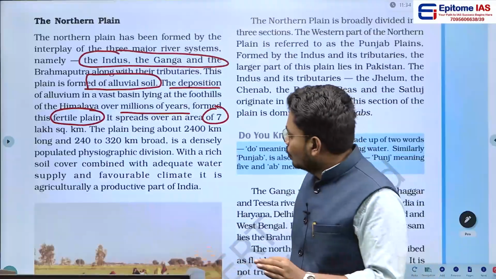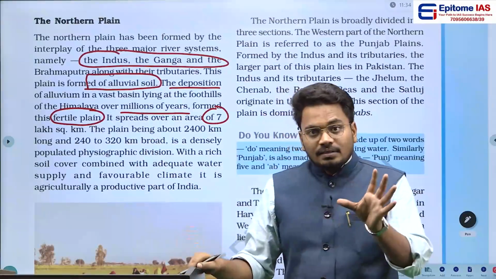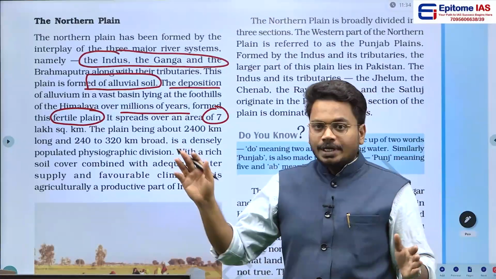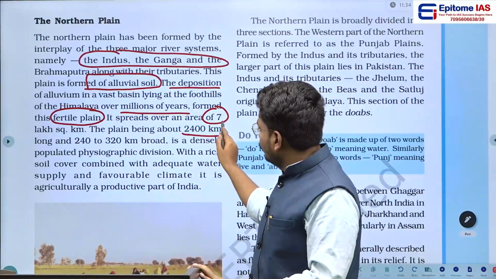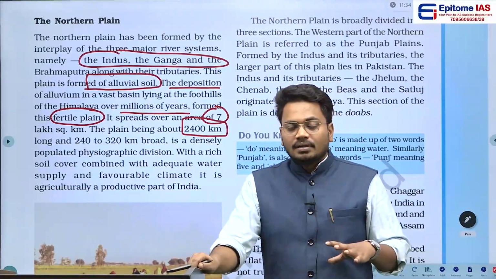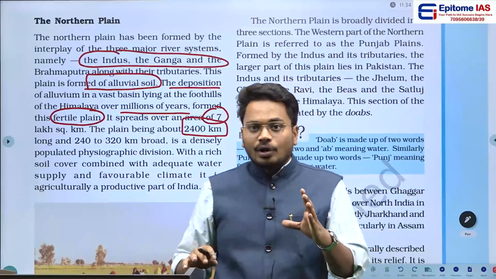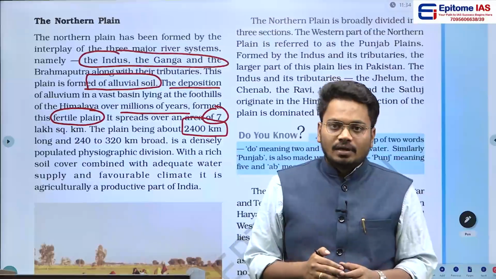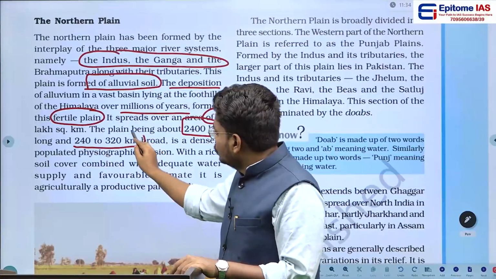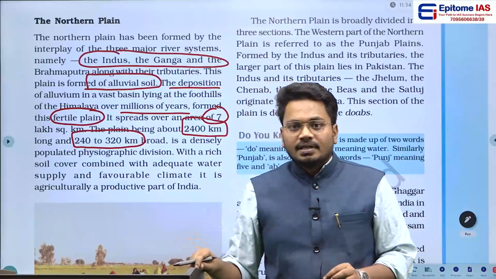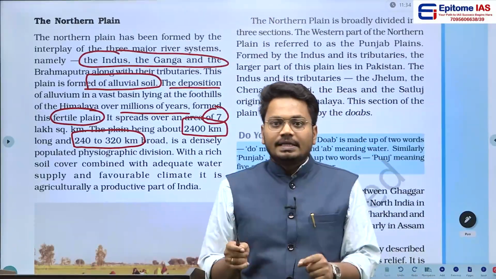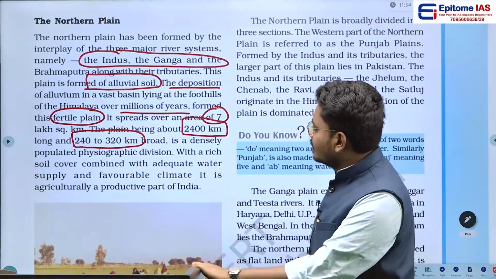Are you getting my point? Now, the length of this plain from west to east is 2400 kilometers. And what about the width? The point here is that the width of the northern plains is not equal. It varies from 240 kilometers to 320 kilometers. That is the width of these North Indian plains.